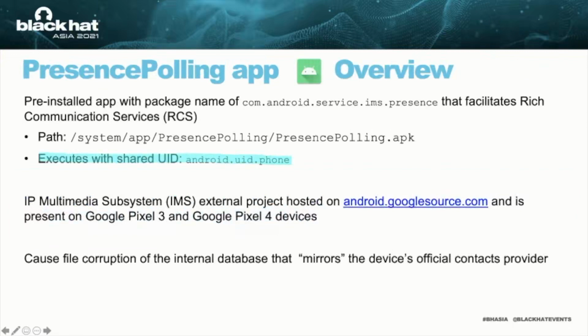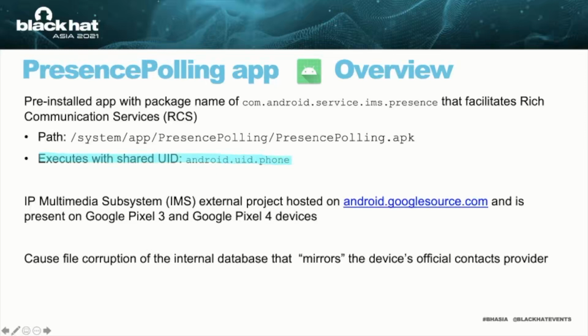So one of the applications is called presence polling, and this application facilitates rich communication services, or RCS. You can see the path is system app, and this application executes with the phone shared user ID. And this application is hosted on googlesource.com as an IMS IP multimedia subsystem external project, and is present on the Google Pixel 3 and Google Pixel 4 devices. So this application declares some broadcast actions as protected, which are not protected.